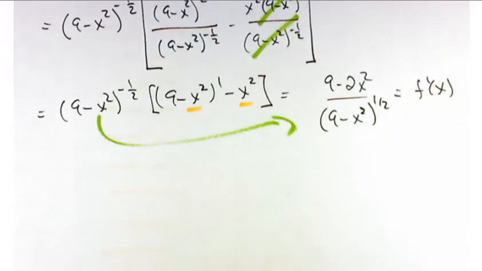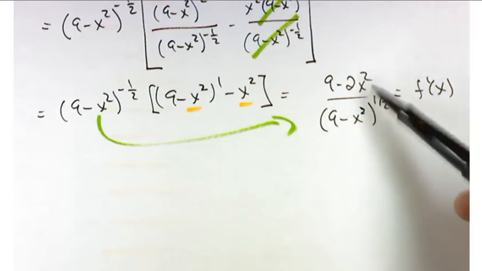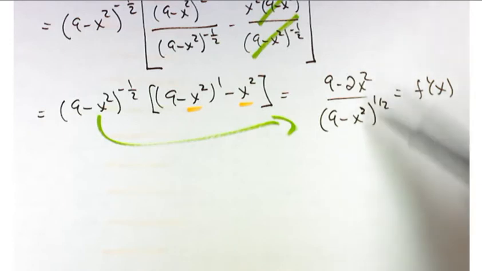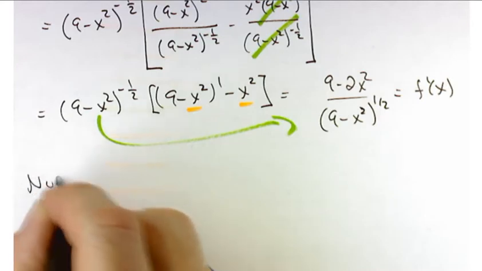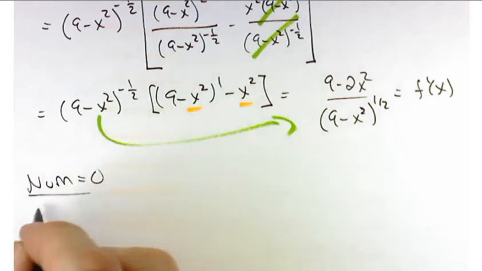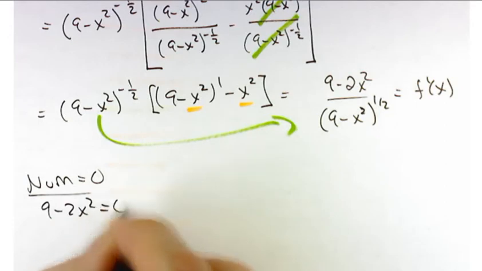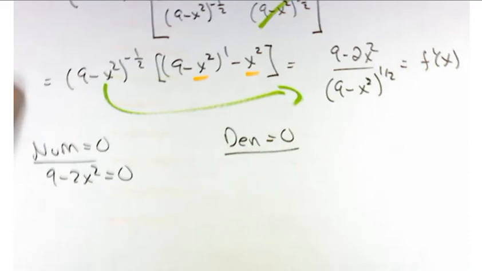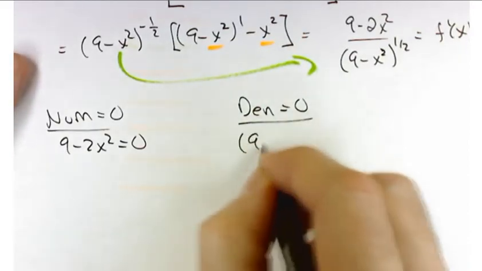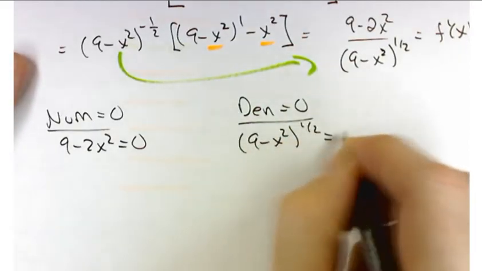And from this, I'm going to want to know where the first derivative equals 0 or is undefined. Because at those points where it equals 0, the numerator is 0, or where it's undefined, that's where the first derivative can change signs. So let's take a look at both of those. Basically, it's where the numerator equals 0. 9 minus 2x squared equals 0. And where the denominator equals 0. 9 minus x squared raised to the 1/2 equals 0.